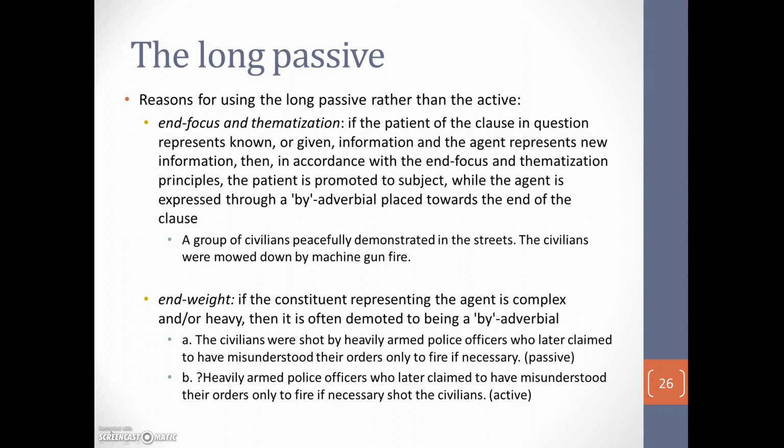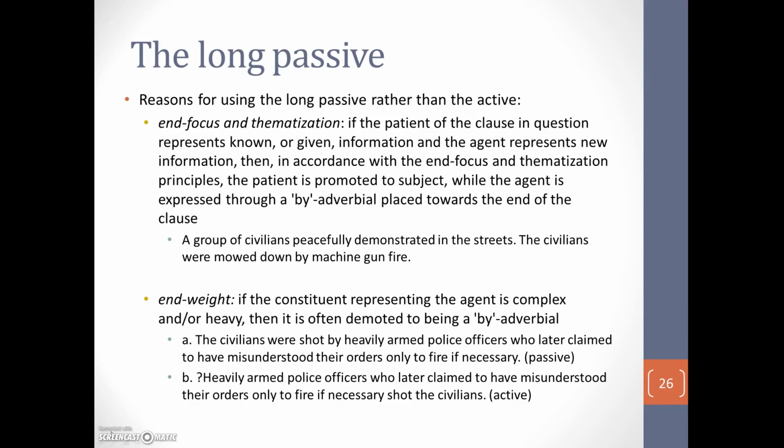And basically, this applies if the constituent representing the agent, so again, this is what would normally be the subject, if that constituent is really complex and long, we also call this heavy, then basically we have to put it to the end because we like all of these big and heavy and chunky constituents to occur at the end, right? That's why it's called end weight. So we want all of these heavyweight constituents to occur at the end. And in the passive voice construction, that allows us to do that, and we can put it in this by adverbial phrase. So let's look at A here.